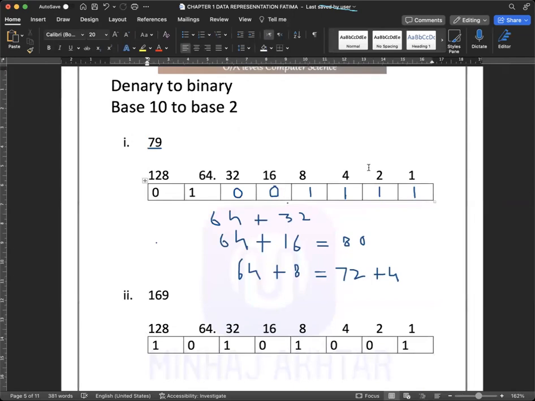No. Okay. Take out your notebook, write down the heading of denary to binary, base 10 to base 2, and start writing these 2 questions. You have only 5 minutes.